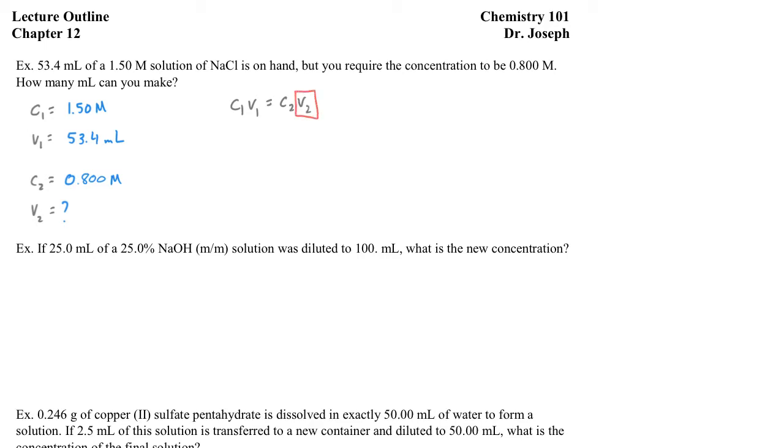So if we isolate the V2 variable from the equation C1 times V1 equals C2 times V2, we get V2 is equal to C1 times V1 over C2. We just need to plug in our values for the concentration, volume, and the final concentration, and then we can solve this equation for V2.